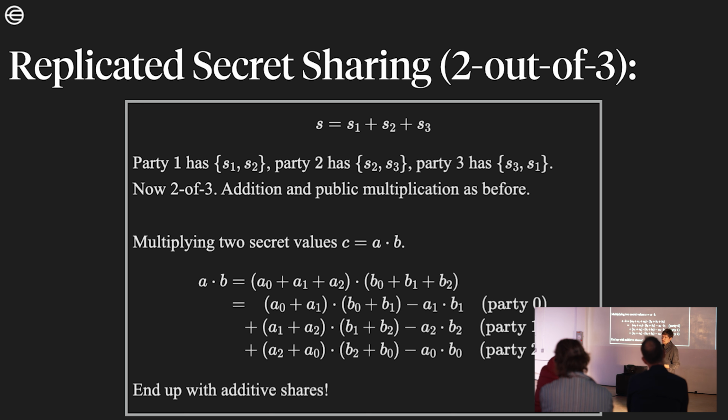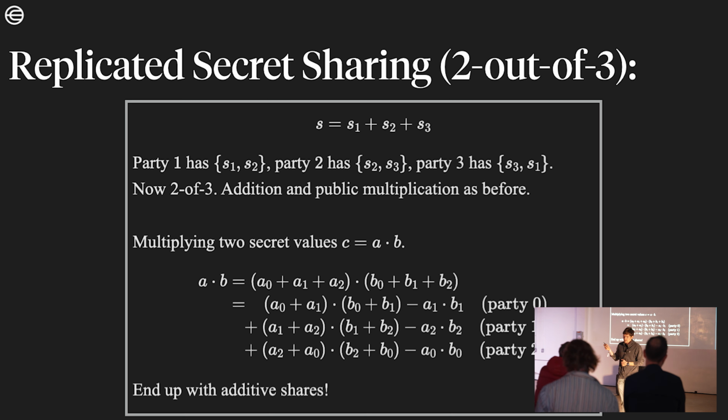Same way, party 1 can compute the second line, and party 2 can compute the final line. So together now, they can compute this product. But each of these lines is just a number that when you add them together, you get the product that you're trying to compute. In a sense, you now have computed an additive sharing of the secret product you want to compute.